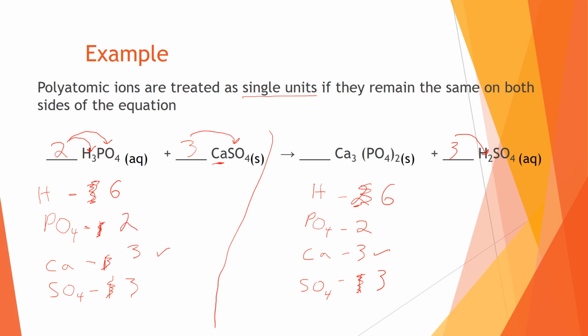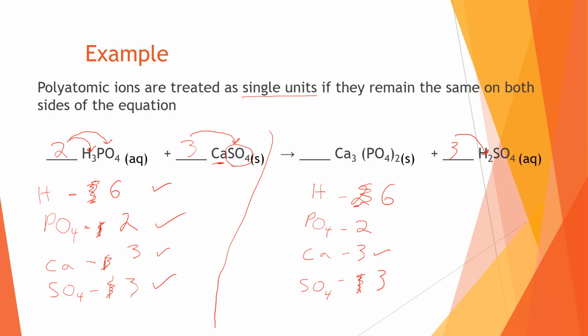Okay, so let's take a look. 6 hydrogens on each side. Yep. 2 PO4s on each side. Yep. 3 calciums on each side. Yep. And 3 SO4s on each side. Yeah. Okay. So remember, guys and girls, we are treating these polyatomic ions as one thing.